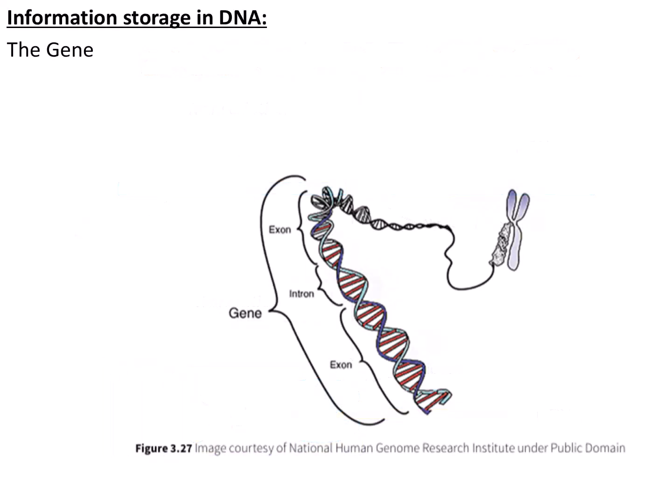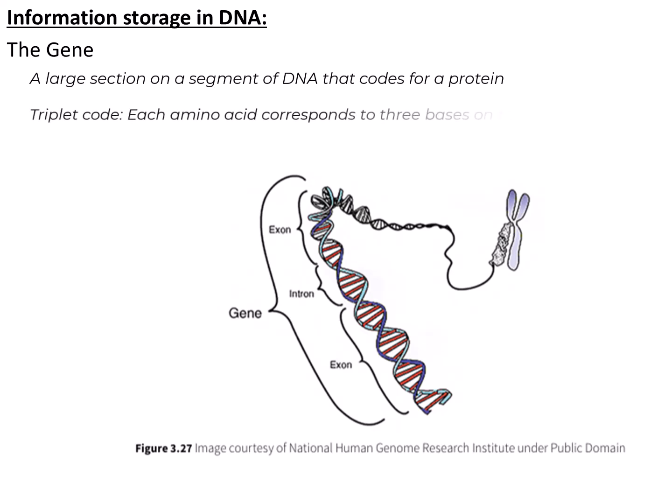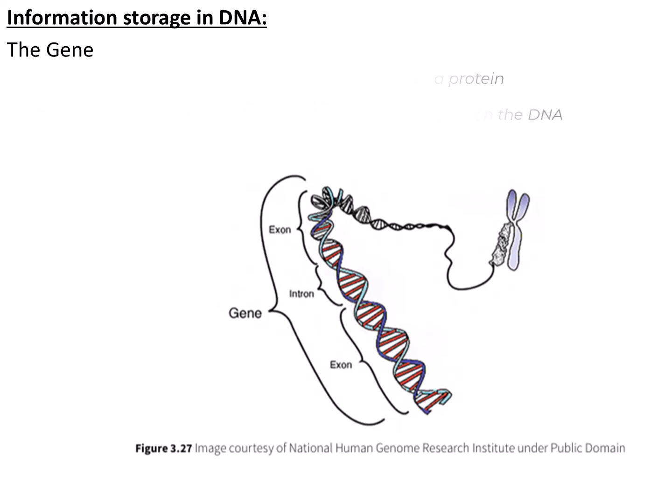The information stored on our DNA is known as a gene. A gene is a large section on a segment of DNA that codes for a particular protein. The code is known as a triplet code. This means each amino acid in a protein is equal to 3 bases on the DNA.